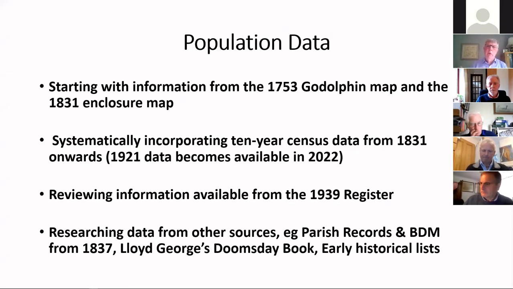We've got a wonderful 1753 Godolphin map that we'll be looking at in some detail, which we sourced from the British Library. And we've also sourced the 1831 enclosure map, which is proving very useful in terms of population as well. Obviously, we're looking at the census data, the great 10-year census data available from 1831 onwards, and which, excitingly, we'll be getting the 1921 data in just a couple of years' time now.